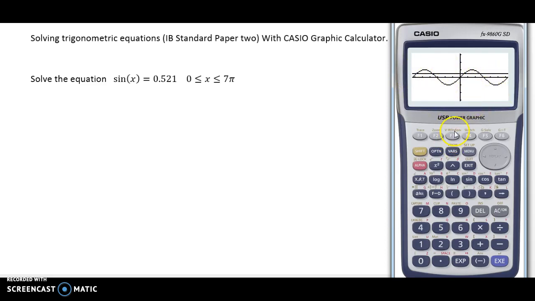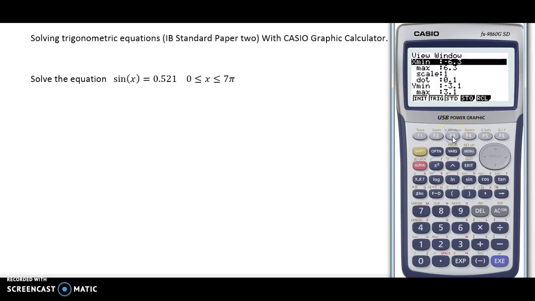With a view window. So go to view window by pressing F3, and the minimum value for the x can be 0, so you put a 0 there. The maximum value is 7 pi, so you can put 7 pi with this shift exponent for the pi. This is 7 pi, 21.99. And then don't worry about scale, don't worry about dot, don't worry about the y. But if you want, think of that the sine function has a maximum of 1 and a minimum of -1. So if you put something like -2 and 2, you see the whole function. That's a good way of doing it.